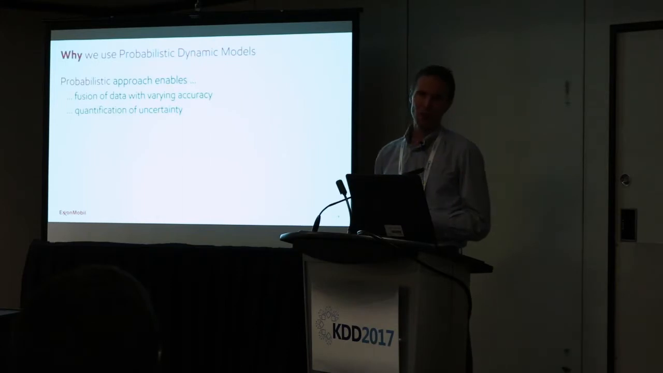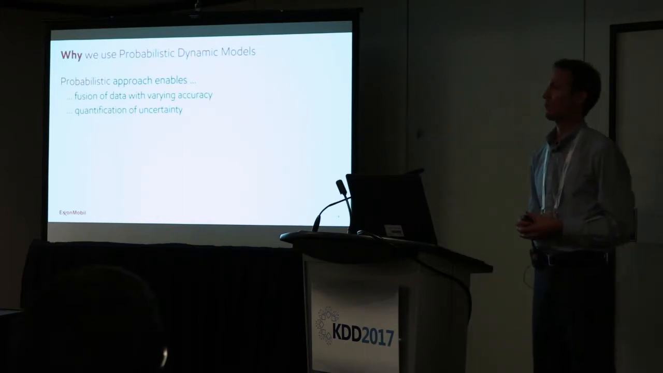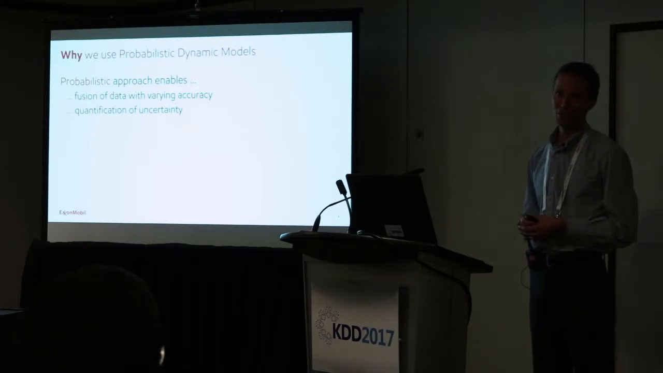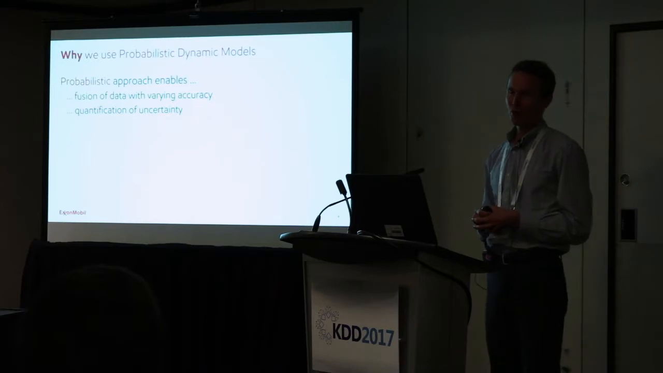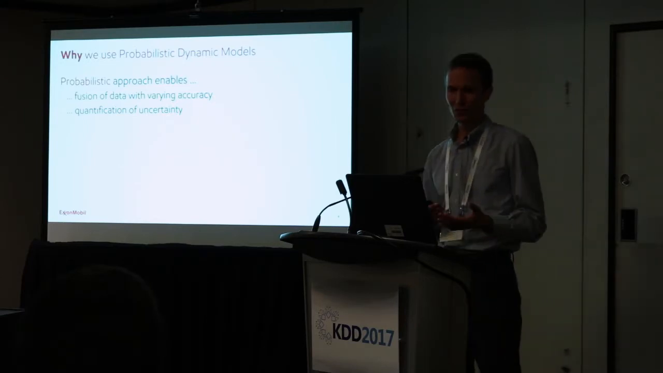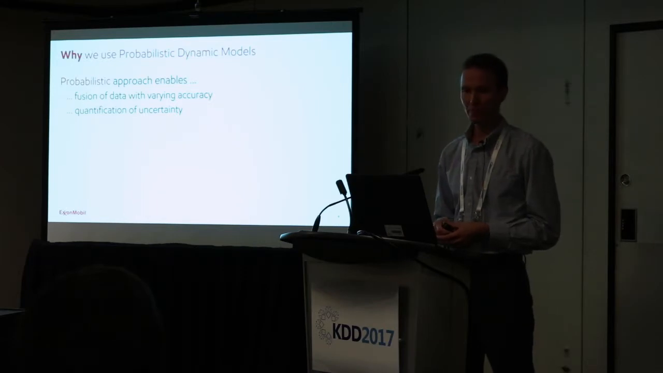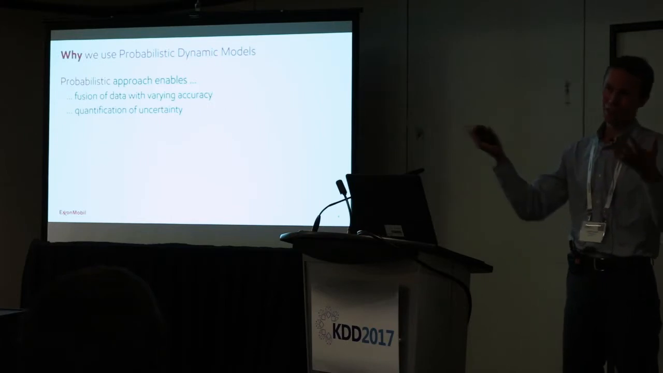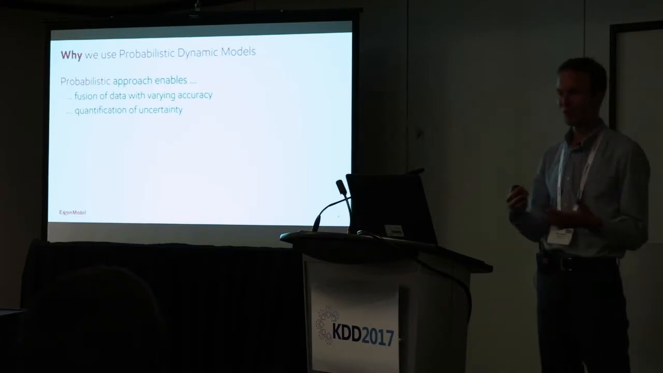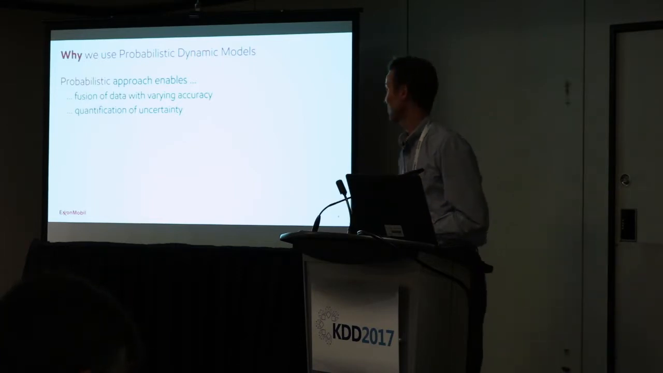So how do we go about this? We've chosen to use probabilistic dynamic models to address this challenge. Why have we chosen this type of models? Well, first we use a probabilistic method because it allows us to fuse data with different accuracies that we are seeing, and we can quantify the uncertainty. Now this may excite you as attendees of this conference, but if we talk to our operators, they are not yet very excited when we say this.